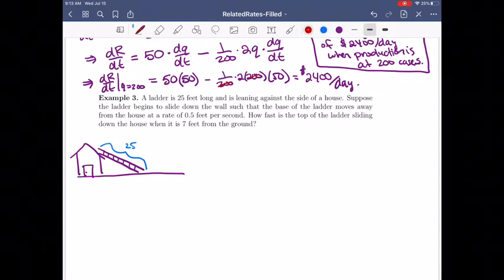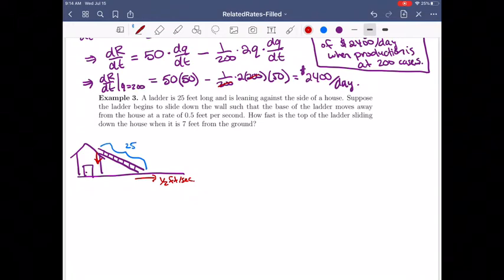Now, the ladder begins to slide away from the wall so that the base of the ladder moves away from the house at half a foot per second. So this side is sliding away at a rate of 0.5 feet per second. As that happens, the top is going to slide down the house. We want to know how fast it's sliding down.